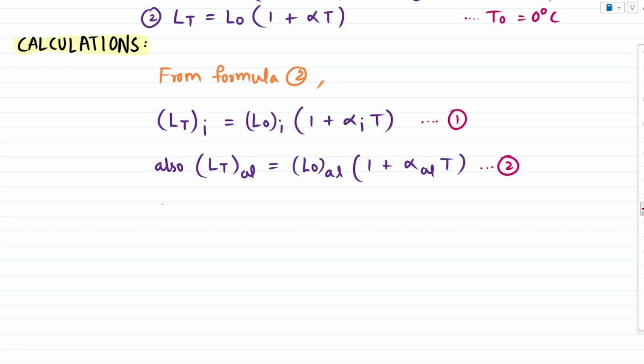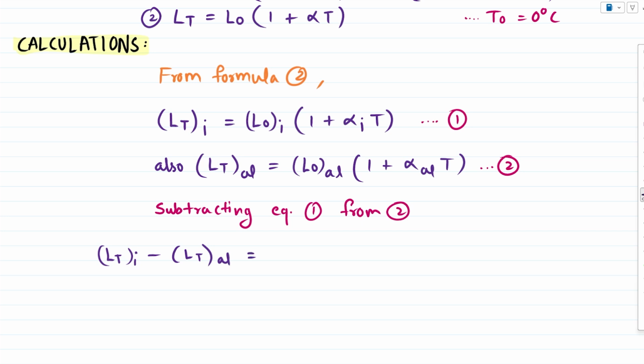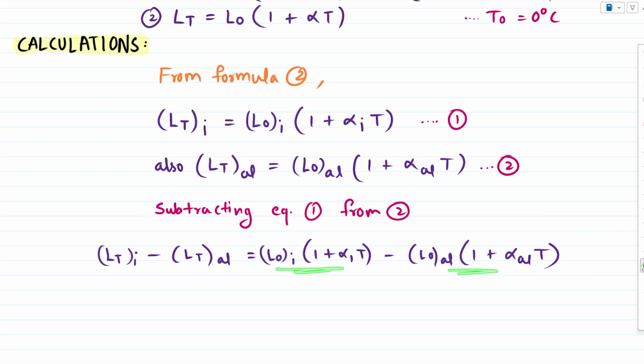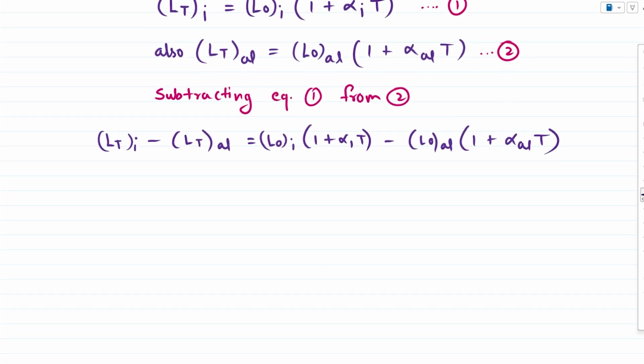And now if I were to subtract equation number 1 from 2, so subtracting equation 1 from 2, I can say LT of I minus LT of AL is equal to L naught I into 1 plus alpha I T minus L naught of AL into 1 plus alpha of AL into T. Now let's try to work on this side of our equation and let's try to simplify these two terms. Okay, so let's multiply in the bracket.